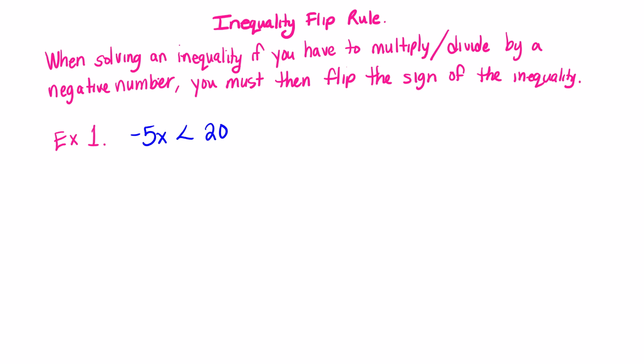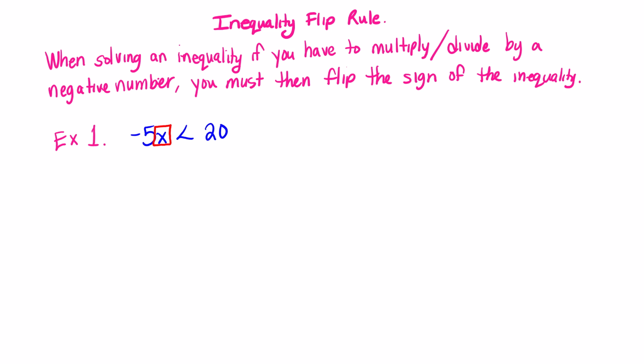Let's take a look at example number 1. It says negative 5x is less than 20. And of course, you want to solve for x. So we're going to follow our same rules of getting x by itself. We're going to do isolation. I'm going to put a box around the x, which means I want to get rid of negative 5.